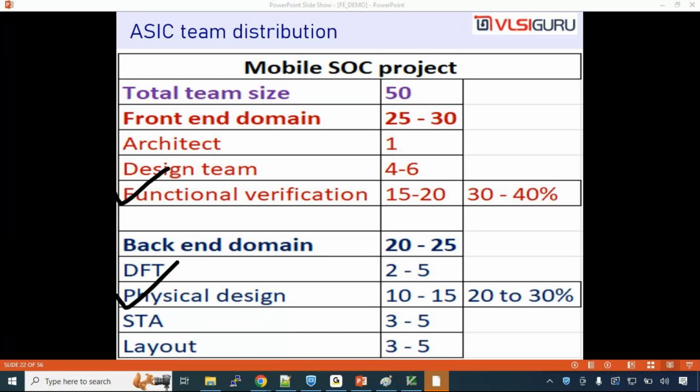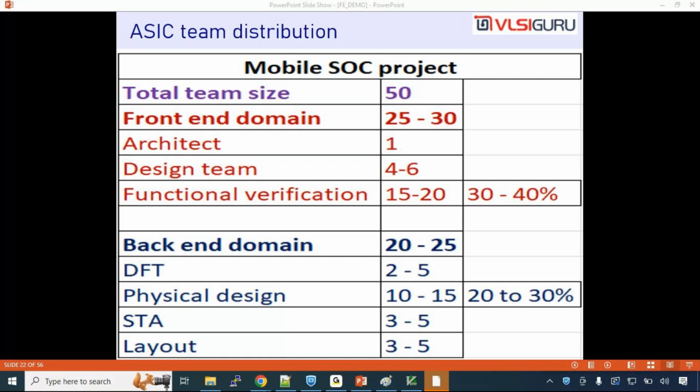Accordingly, what happens is more people join the functional verification training, more people join the physical design training. And naturally, fewer people in DFT, fewer in layout. If you ask me how many people will be there in layout training, 10 people. How many people will be there in functional verification training? Around 30 plus people. So naturally that adjusts. Okay. So then comes the question, which domain is suitable for you?